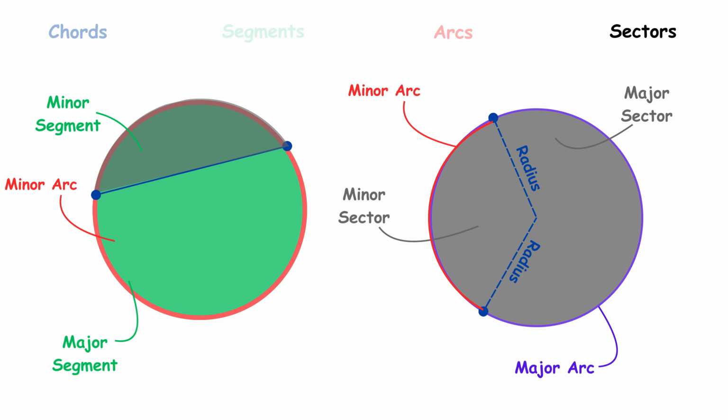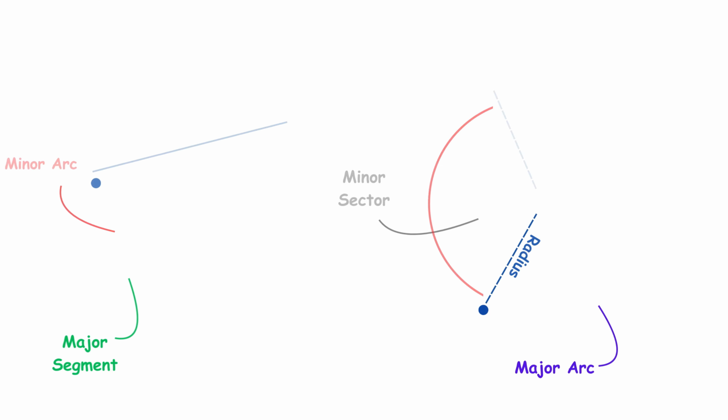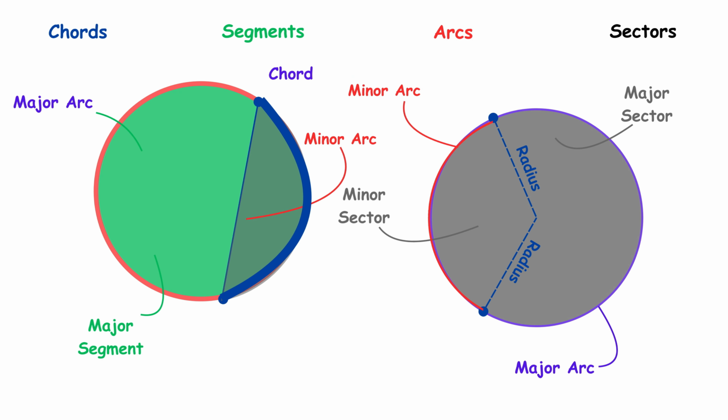The last term we need to cover is the sector, which is just a section of a circle like a slice of pizza or cake. It involves 2 radii, which are straight lines that each go from the center of the circle out to the circumference and connect together by an arc. And just like segments and arcs, we really have 2 sectors, a smaller one called the minor sector, which is bounded by the radii and the minor arc, and a larger one called the major sector, which is bounded by the same 2 radii and the major arc.